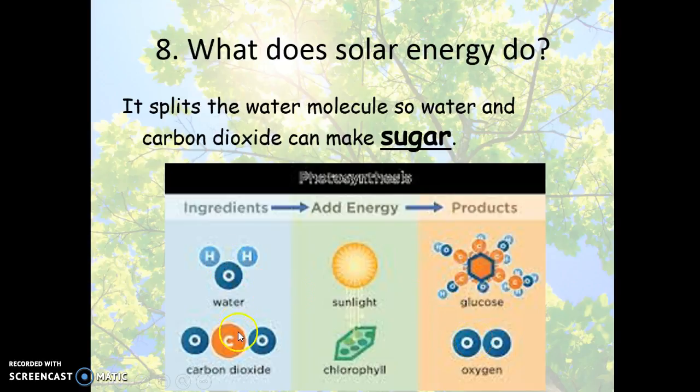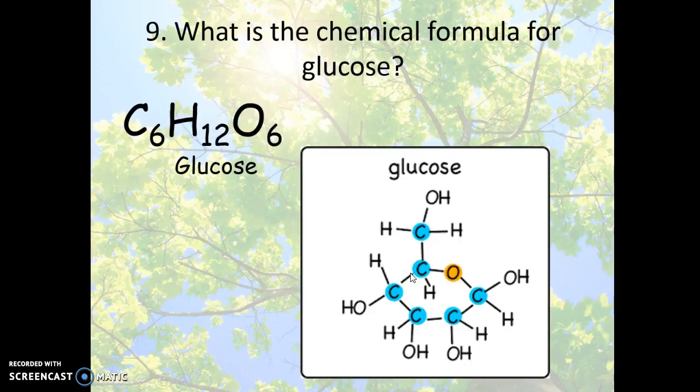If you have 6 water and 6 carbon dioxide molecules and you count everything in here, what you will see is there's 2 extra oxygen molecules left over. That's considered a byproduct because the plant doesn't need oxygen for very many things like animals do. So, what is the chemical formula for glucose?